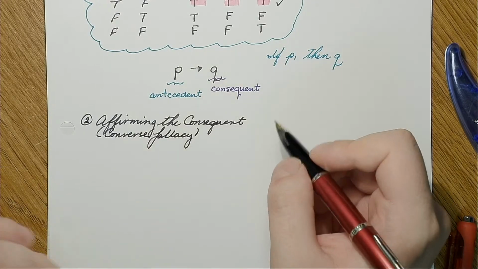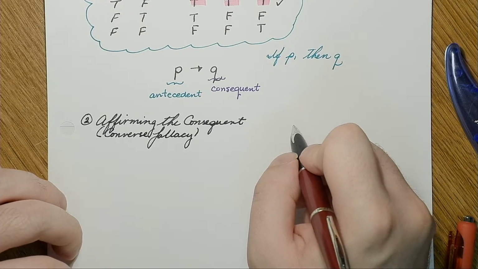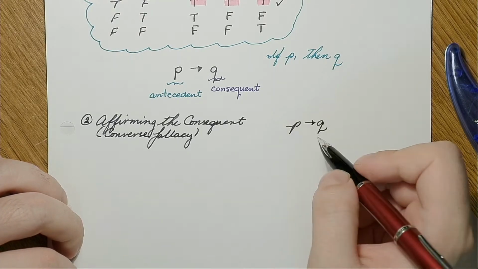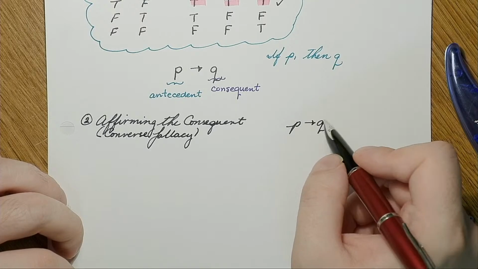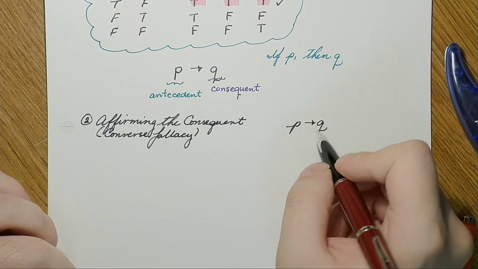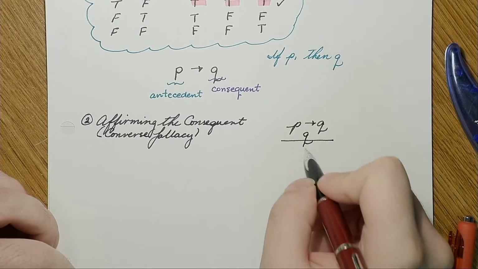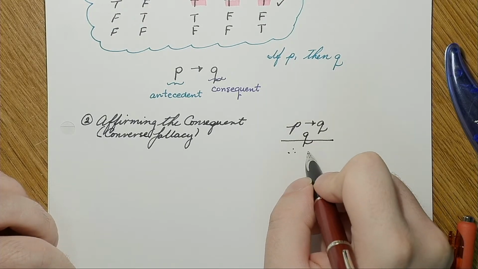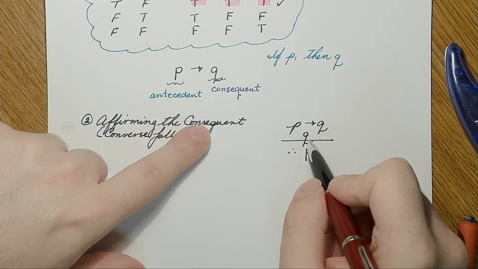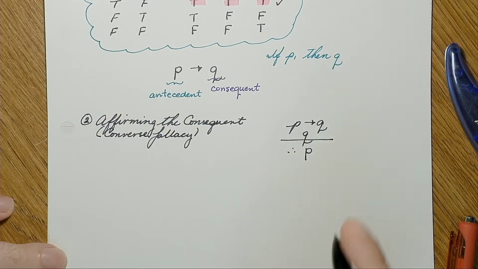It's also known as the converse fallacy. To make this fallacy, we start out with the implication P implies Q. And not like modus ponens, where it would say P, instead they assert that Q is true. Okay? So therefore, P. What they are doing is asserting that Q, the consequent, is true. So that's why we call it that.